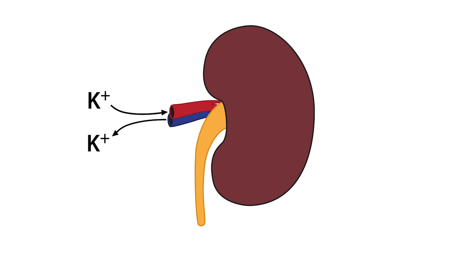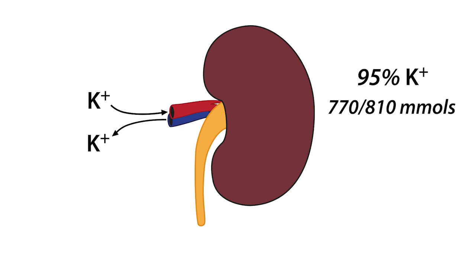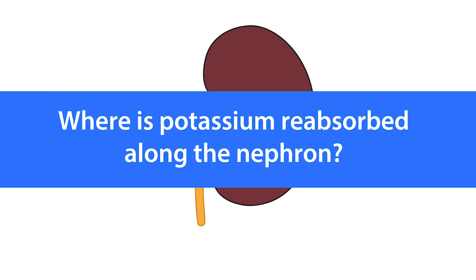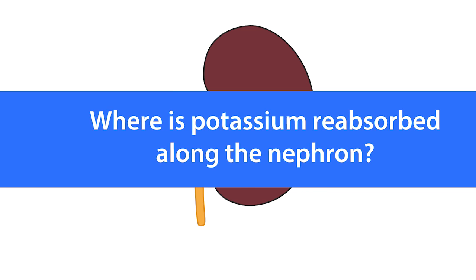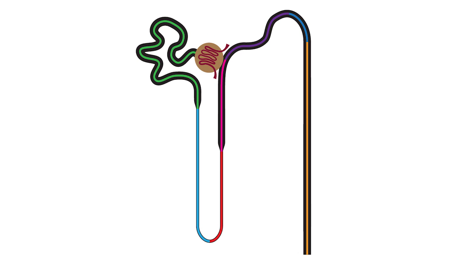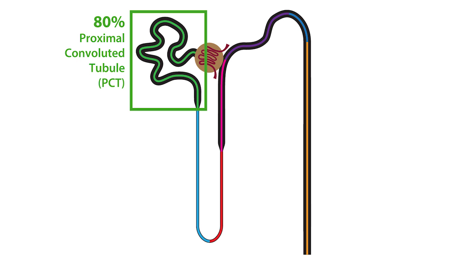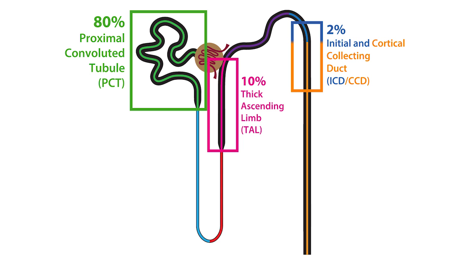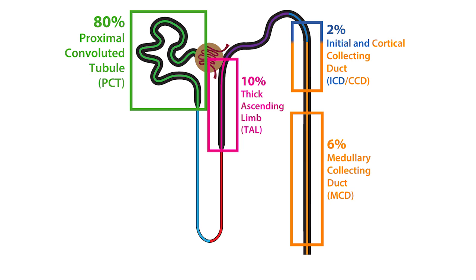In fact, the kidneys reabsorb 95% of the filtered potassium load, or 770 of the 810 millimoles that are filtered. Well, 80% of the filtered potassium load is reabsorbed along the early and late proximal convoluted tubule. 10% is reabsorbed along the thick ascending limb. 2% is reabsorbed along the initial and cortical collecting duct via alpha intercalated cells, and 6% is reabsorbed along the medullary collecting duct via alpha intercalated cells. Now, this means that approximately 2% of the filtered potassium load is excreted by the kidneys.